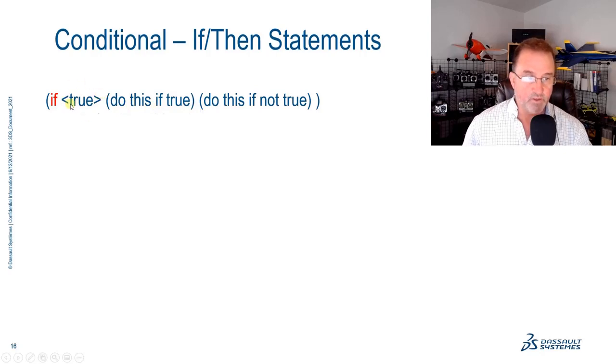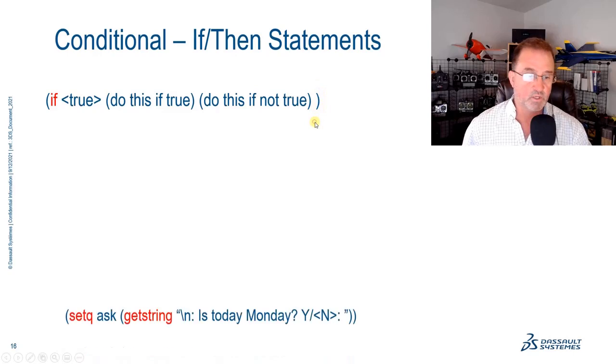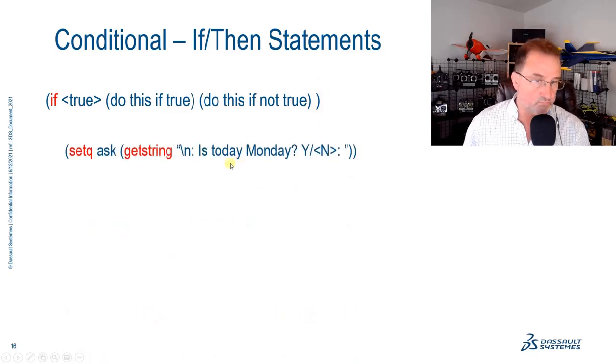So if the value here is true, do this. If it's not true, do that. And then here's the end of the if statement. So let's show an example of that.